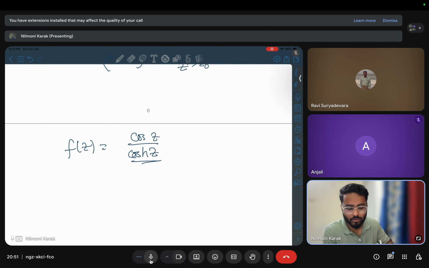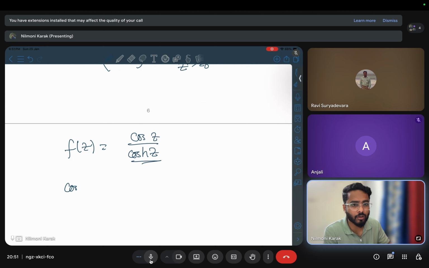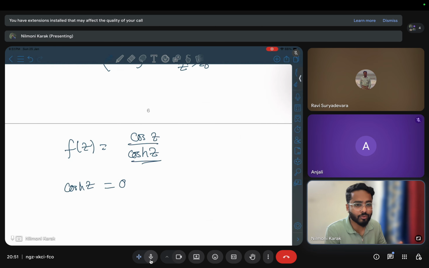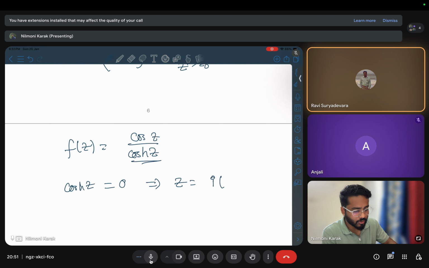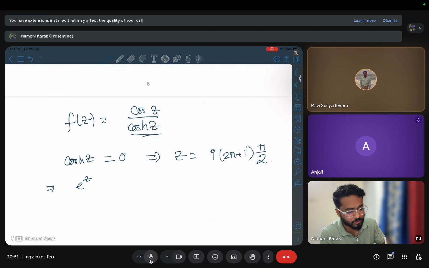Anjali, do you know complex analysis? Yes, a little bit. Yeah, just these basic things, right? Pole, residue. So when this cos hyperbolic z is 0, so e to the power of iz plus 2n plus 1 pi by 2, that's how e to the power z plus e to the power of minus z by 2 equal to 0.